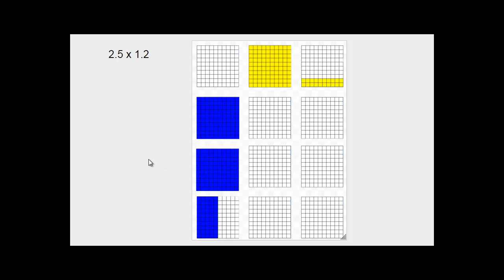Okay. Since both numbers are over 1, we're going to expect that our answer is greater than what we start with, so it's going to be greater than 2.5. And let's find out if that is true. Alright, so the first thing we're going to do is multiply this 1 whole by these 2.5 wholes. But we're going to do that step by step.